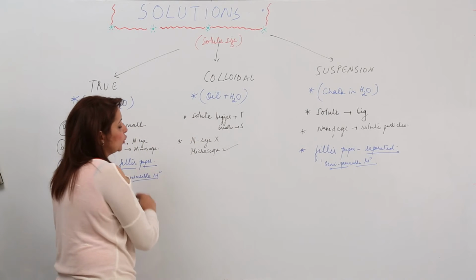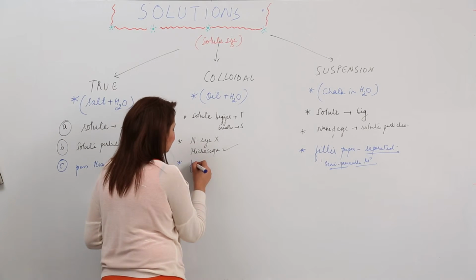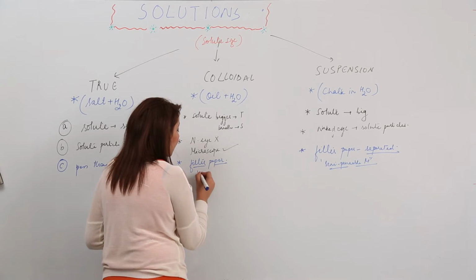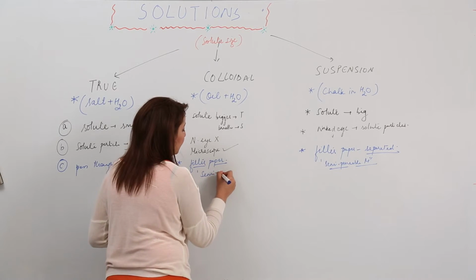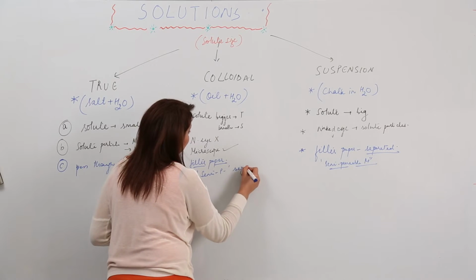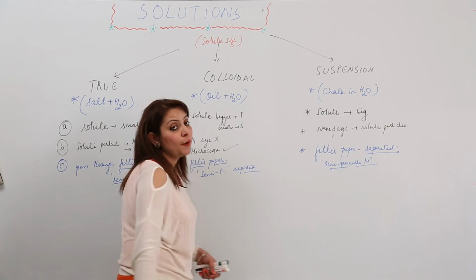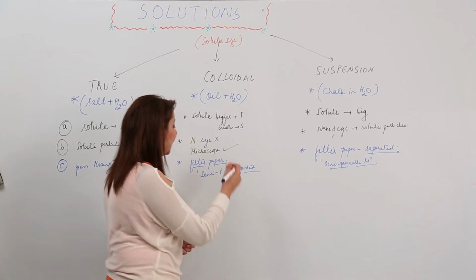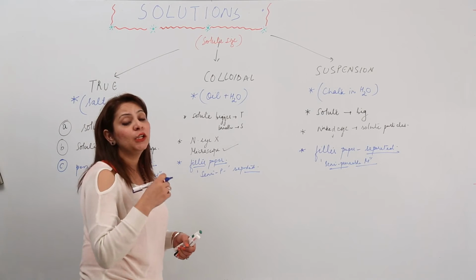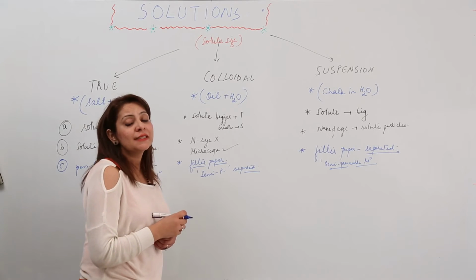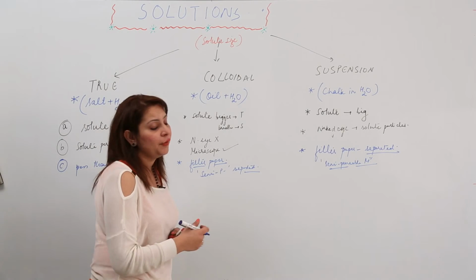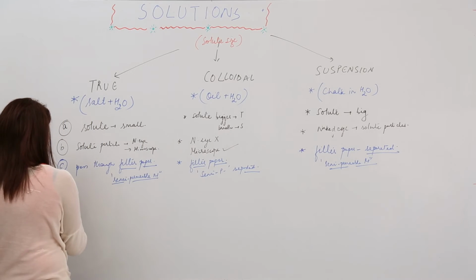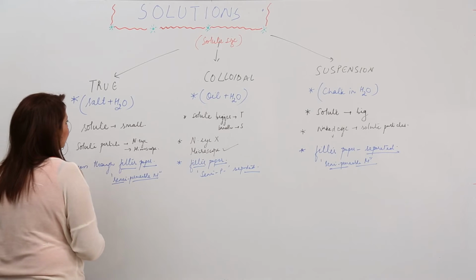And when I talk about colloids, what happens? They pass through filter paper. That means they are not separated by filter paper, but when we use a semi-permeable membrane, they get separated. The solute particles are just stopped by the semi-permeable membrane. They are not allowed to pass through it. So that means they can pass through the pores of filter paper but cannot pass through the pores of semi-permeable membrane, hence get separated.